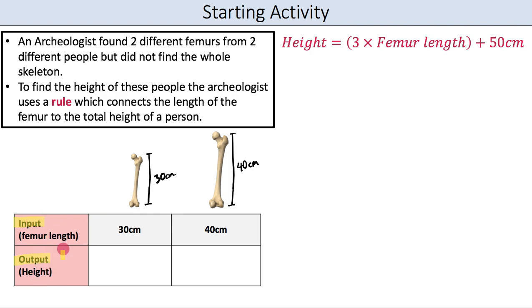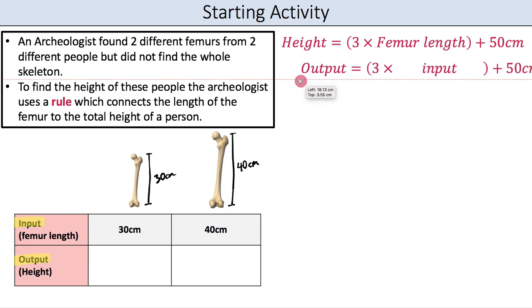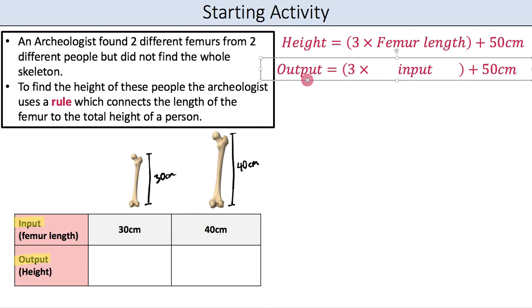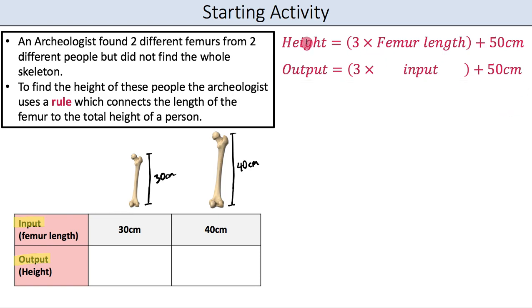Now, these two things, our input and output, are connected through this rule. Just so we all are on the same page, let me bring this over. So this is telling me that my height and my output, they're the same thing. And my femur length and my input, they're the same thing. We're just using different words. Hopefully you get the connection there. So the height, that's my output, is what we're trying to find. And my input is that femur length, what we know. So we need to fill out this table. We need to find the height of the person if their femur length is 30 centimeters.